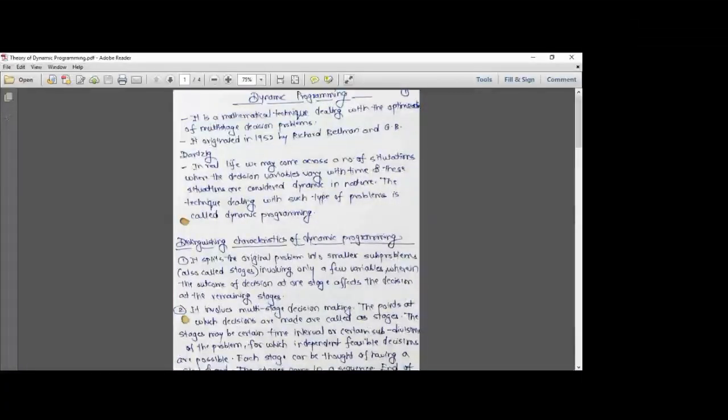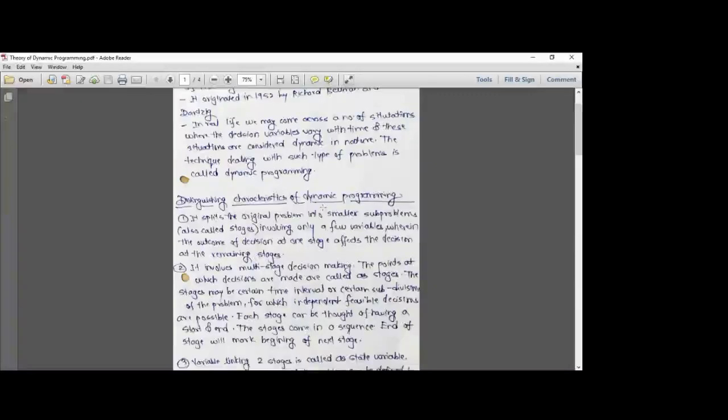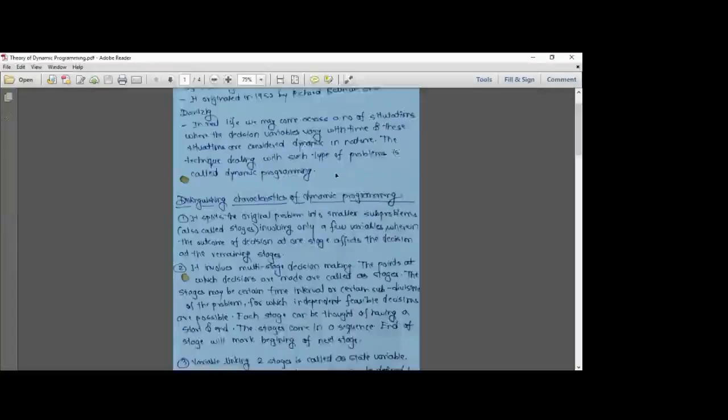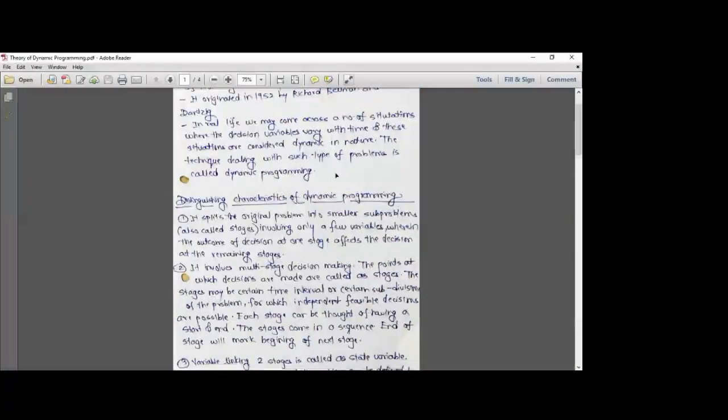It originated in 1952 by Richard Bellman and G.B. Dantzig. In real life, we may come across a number of situations where the decision variables vary with time, and these situations are considered dynamic in nature. The technique dealing with such problems is called dynamic programming, right? So milestone-based projects are the best examples of this.